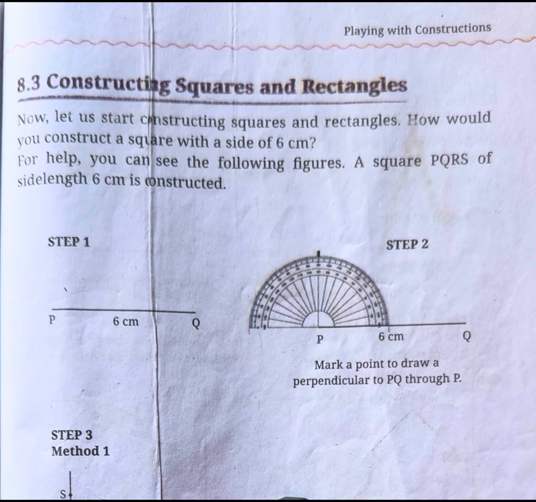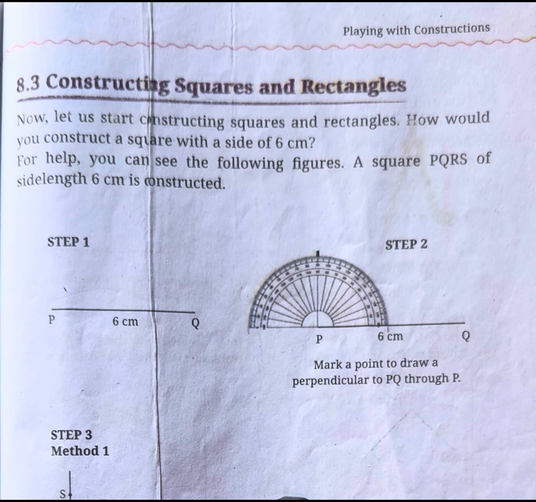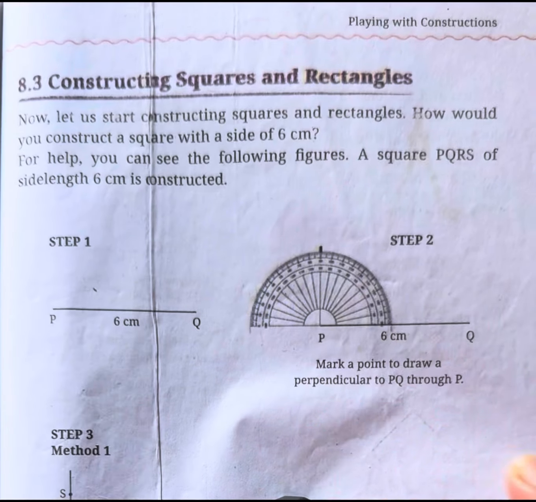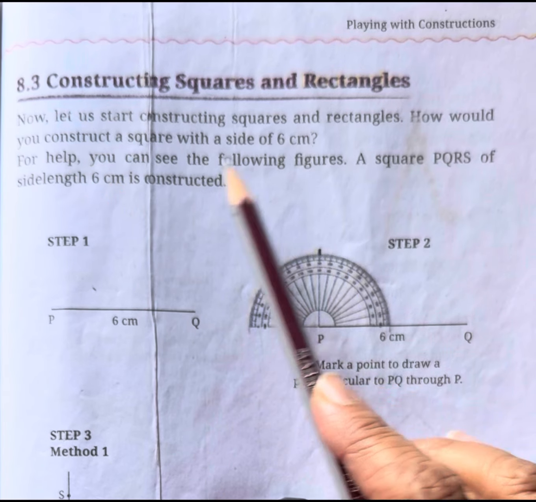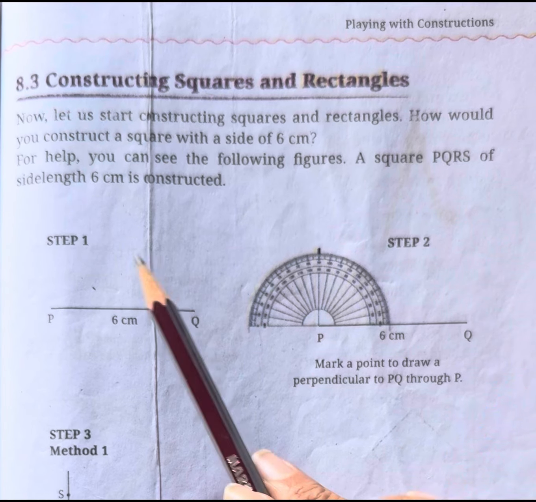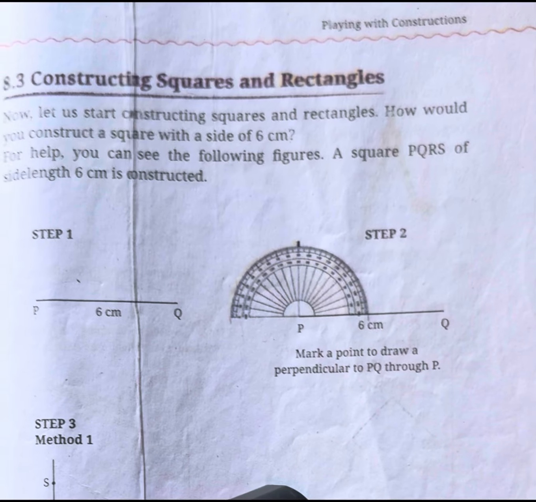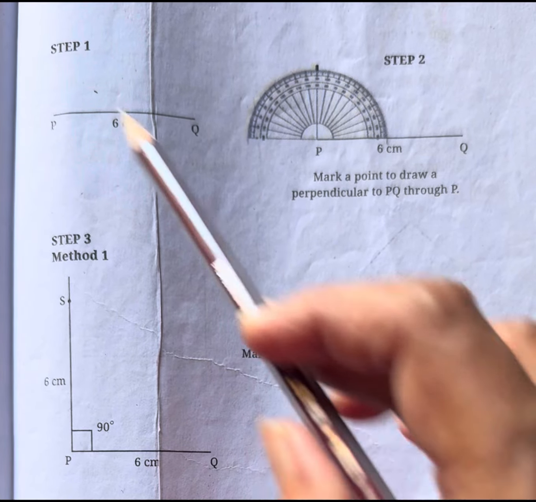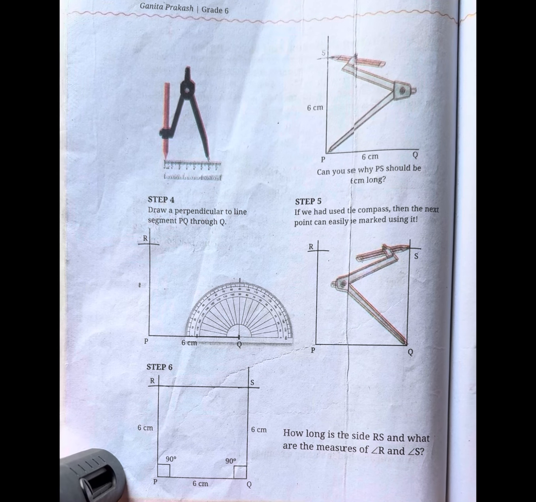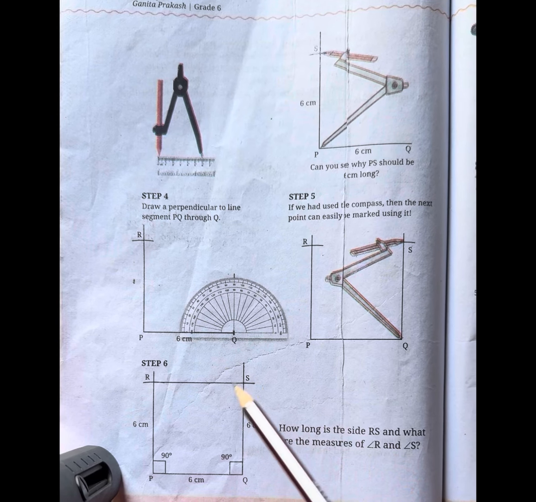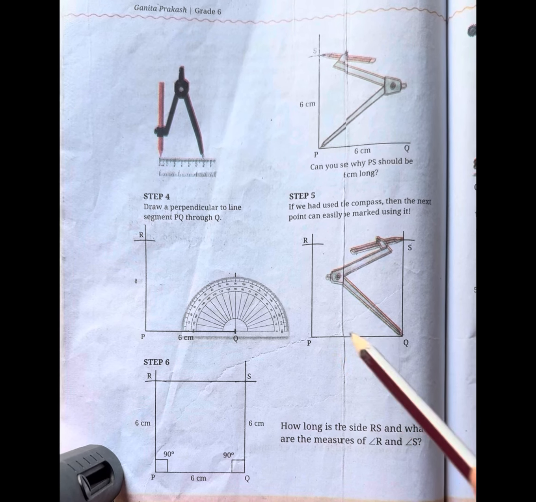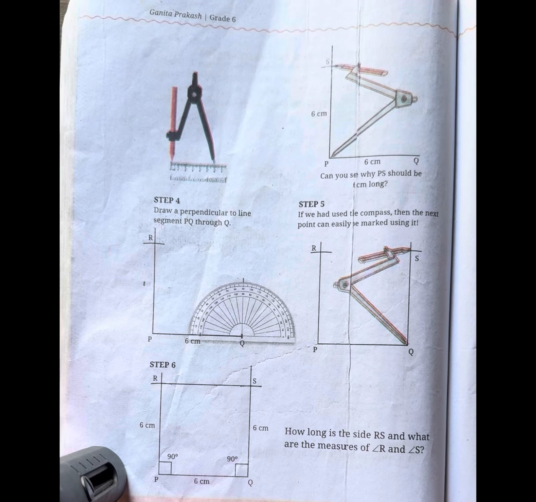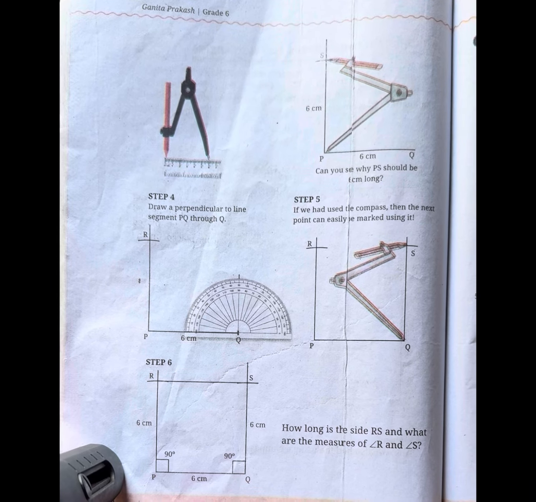So now let us start constructing squares and rectangles. How would you construct a square with side 6 centimeter? So here an example is given. For help, you can see the following figures. A square PQRS of side length 6 centimeter is constructed. Various steps are given using a ruler and protractor. So these are the further steps which are given. I'm not explaining here in the textbook. I'll just show you how to do it. Then we will do the figure it out exercise, which is given on the next page.